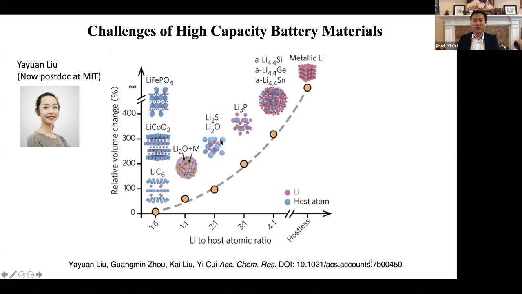For example, like lithium sulfide, right? One sulfur stores two lithium; in lithium oxide, one oxygen stores two lithium. And once you move to silicon, one silicon can store 4.4 lithium. It's a lot more. And metallic lithium doesn't even need a host. It's just plating and stripping. However, the relative volume change increases tremendously. We just didn't know how to handle these materials. We need to understand what's happening inside these materials in order to overcome this volume expansion.